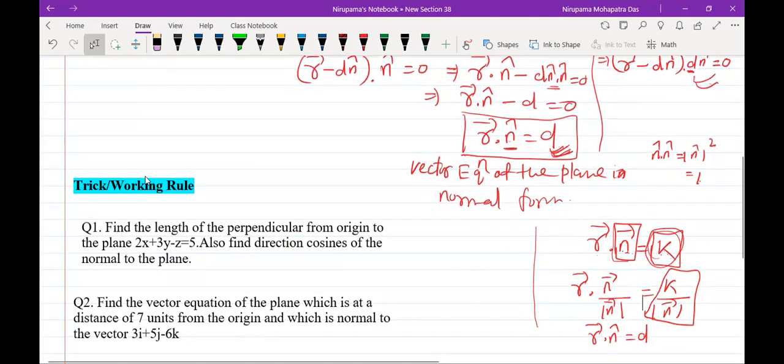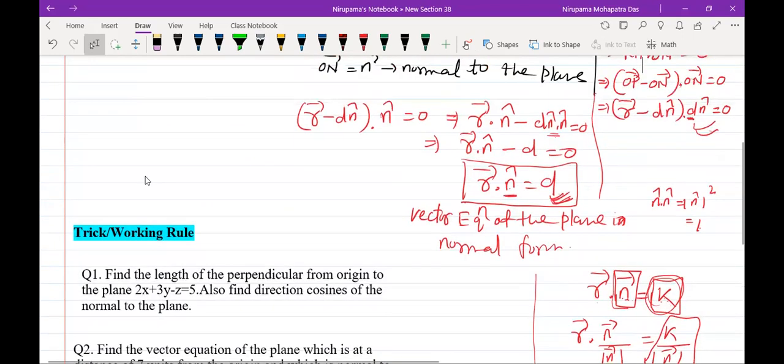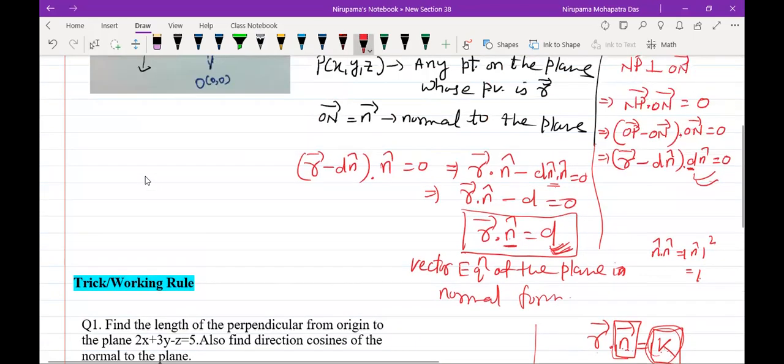The vector equation I have shown you. I will show you the Cartesian equation also, as we have to study both forms, vector as well as Cartesian form. Let me just use a different color. To get the Cartesian equation, what we have to see.